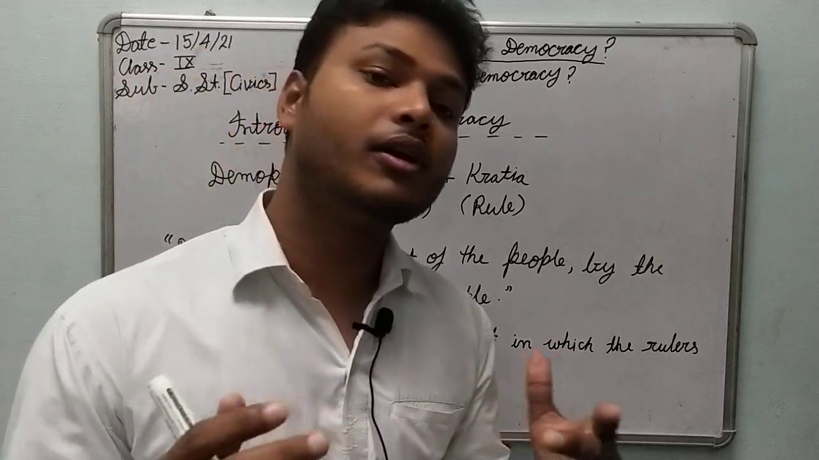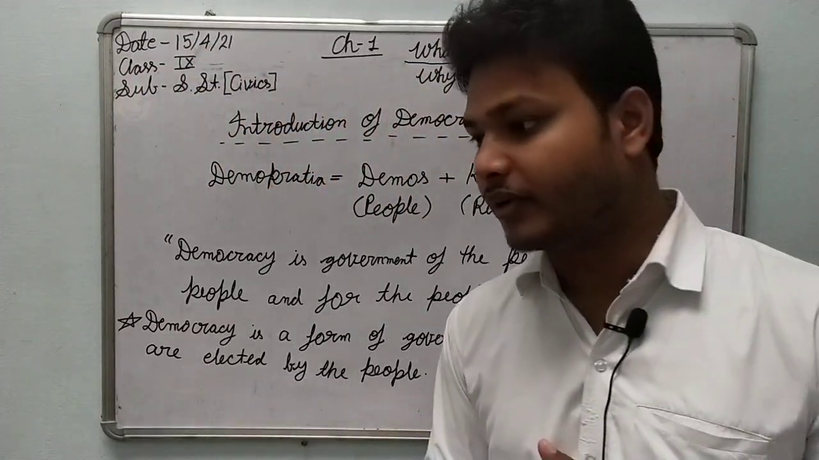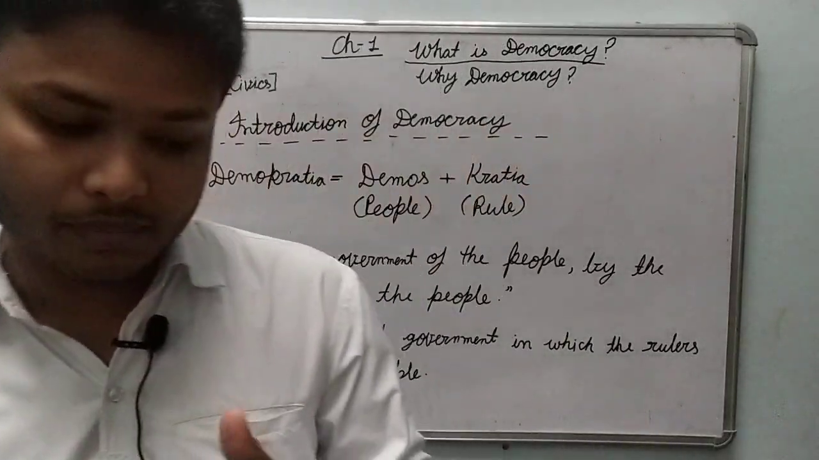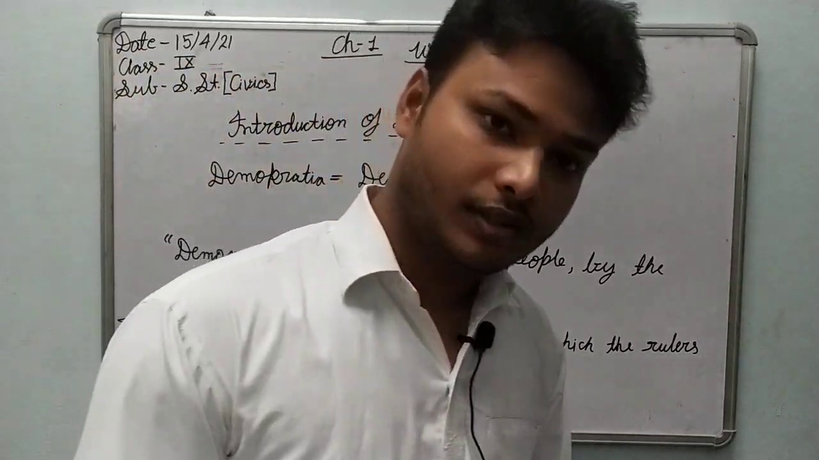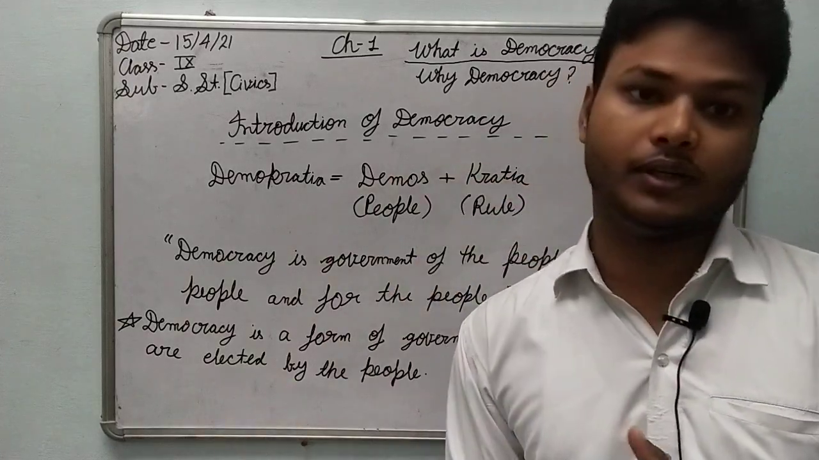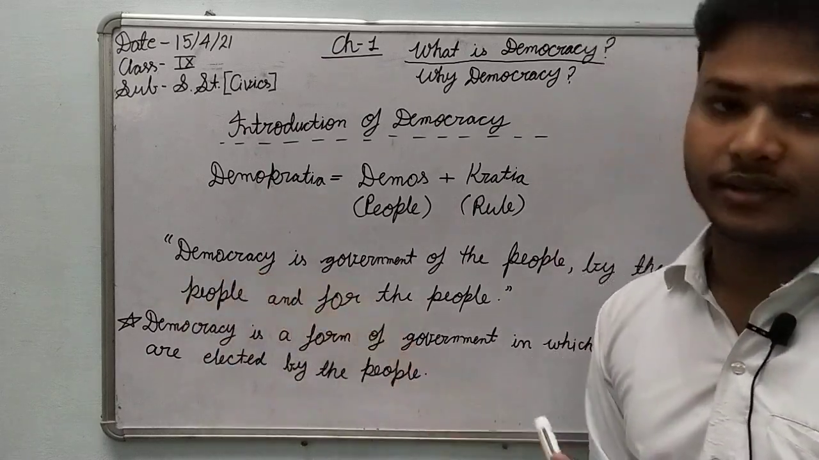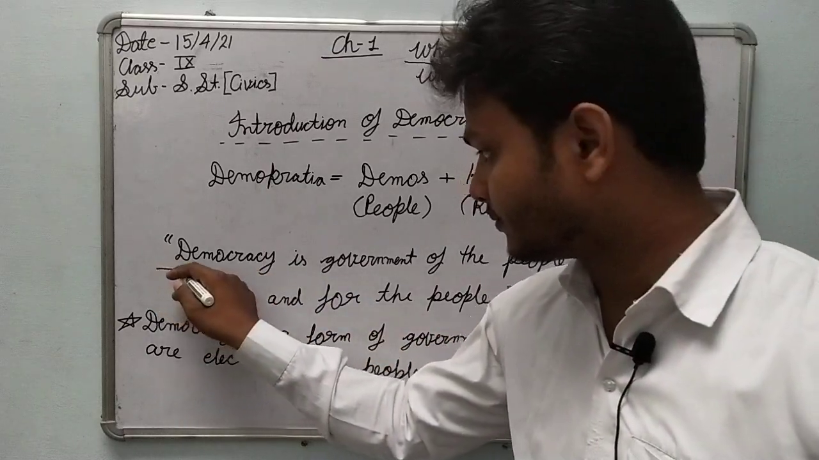That means what Abraham Lincoln said overall is that a type of government in which the rulers are elected by the people of that country, and the government works for the people. That type of system we can say is democracy. Okay, this.